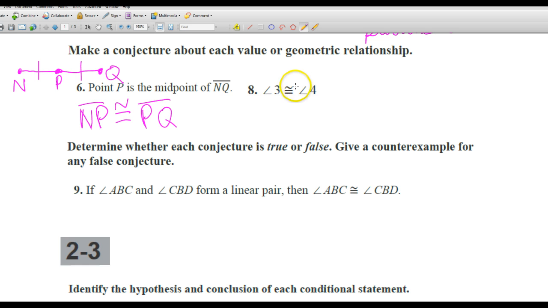On number 8, angle 3 is congruent to angle 4. So here's angle 3. Here's angle 4. To show that they're congruent, I can make a mark like this, and make the same mark on this one. So those two angles are congruent. So what is the geometric relationship? Well, the measure of this angle has to be equal to the measure of this angle if they are congruent. So the measure of angle 3 must equal the measure of angle 4.